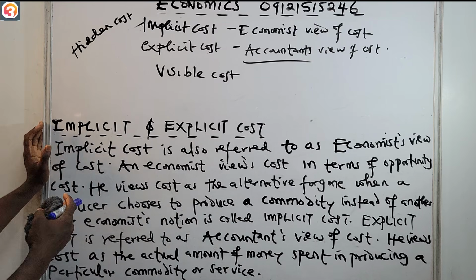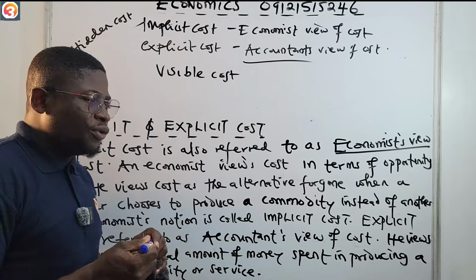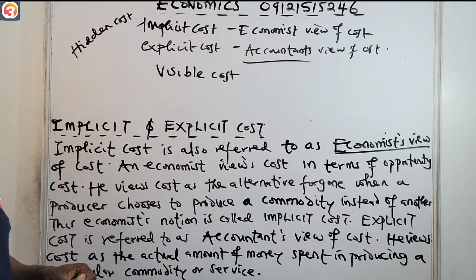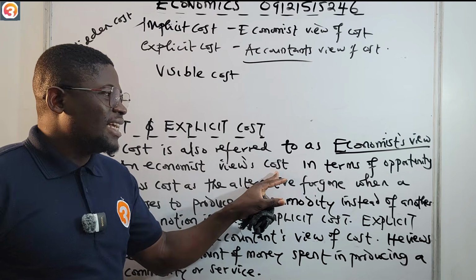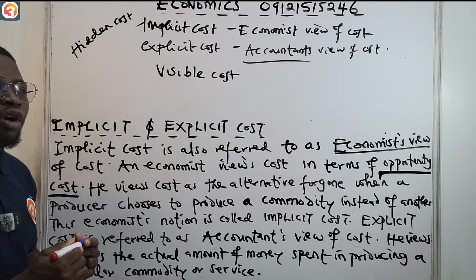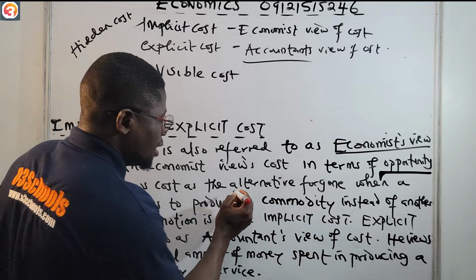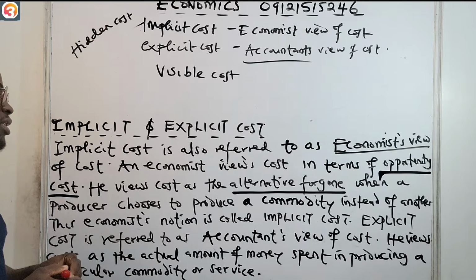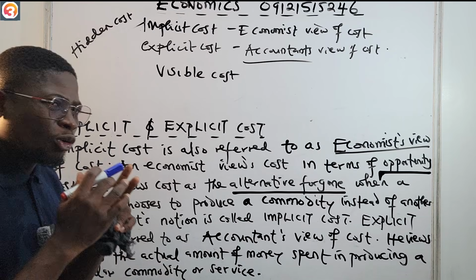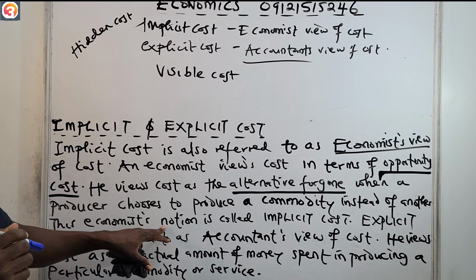Now, let us see what you have on the board. Implicit cost, they say, is also referred to as the economist's view of cost. An economist views cost in terms of opportunity cost. He views cost as the alternative forgone when a producer chooses to produce a commodity instead of another. So you forgo one to go for another one.